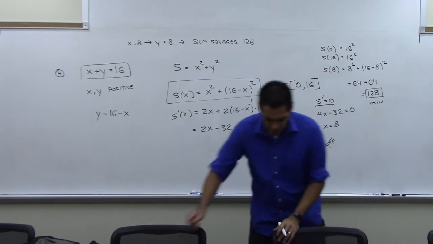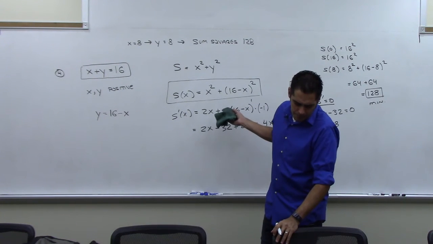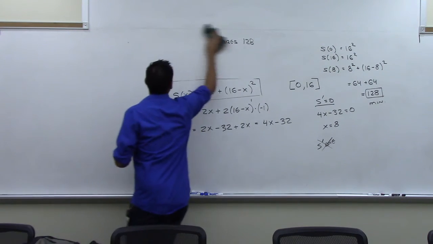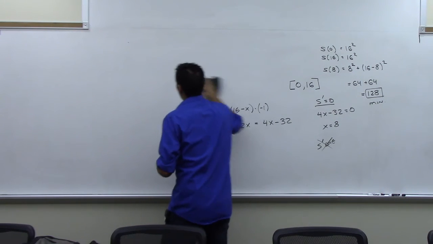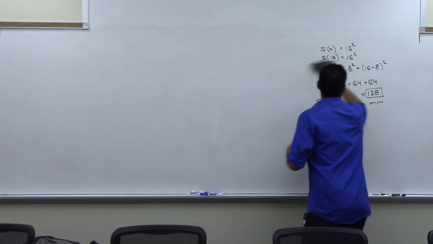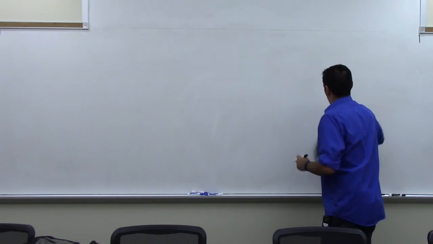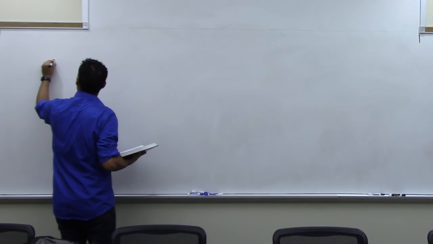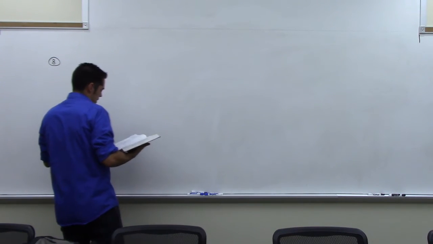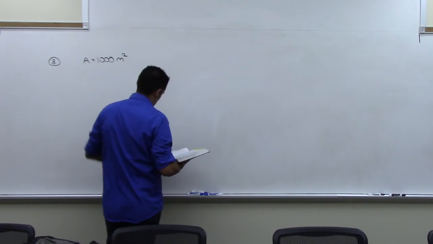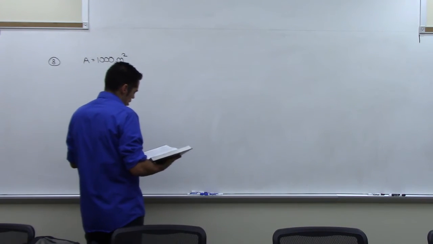All right, moving on to number 7. Number 7 I did in class. So that is, you have a rectangle with a perimeter of 100, find the maximum area. So just refer to the lecture video for number 7. Number 8, find the dimensions of a rectangle with an area of 1,000 square meters, whose perimeter is the smallest.